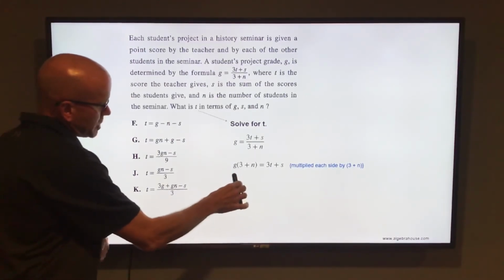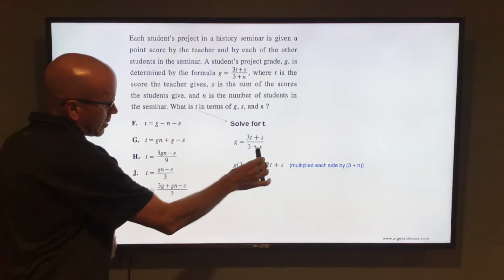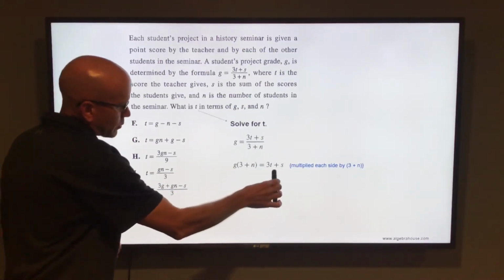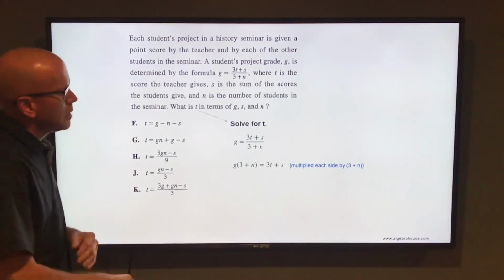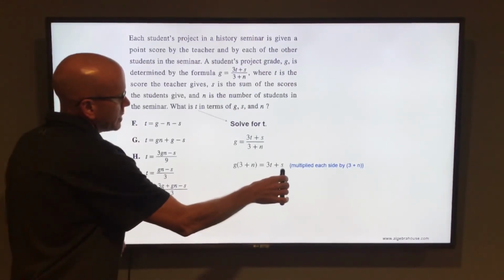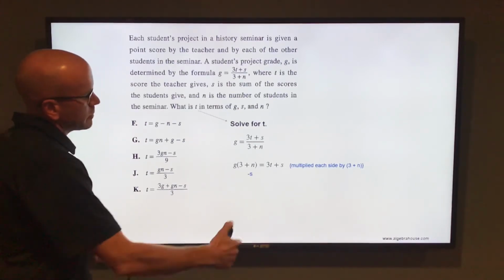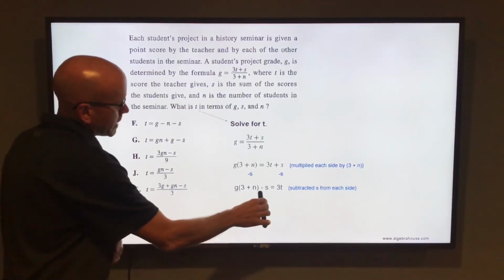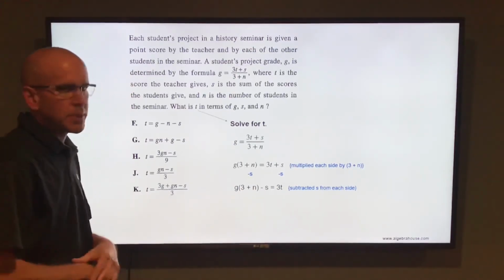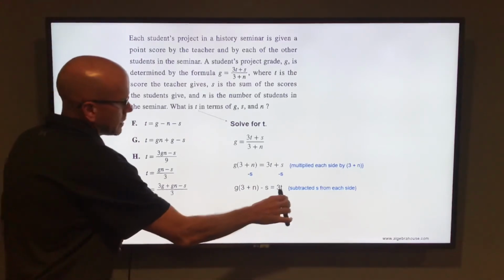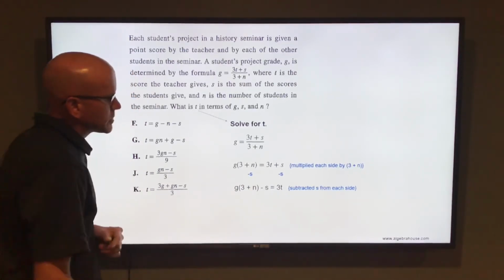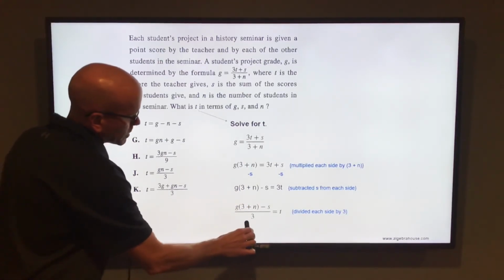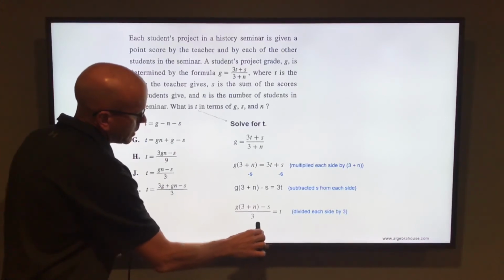On the left, you would have g times the quantity 3 plus n. And on the right, if you multiplied by 3 plus n, those would cancel, and you'd be left with 3t plus s. We want to get t by itself. So we need to move the s to the left side. To move that s to the left side, subtract s from each side. You have g times the quantity 3 plus n minus s is now equal to 3t. And finally, we need to get the 3 away from the t by dividing each side by 3. So if you divide the left side all by 3, we have g times 3 plus n minus s all over 3 is now equal to t.